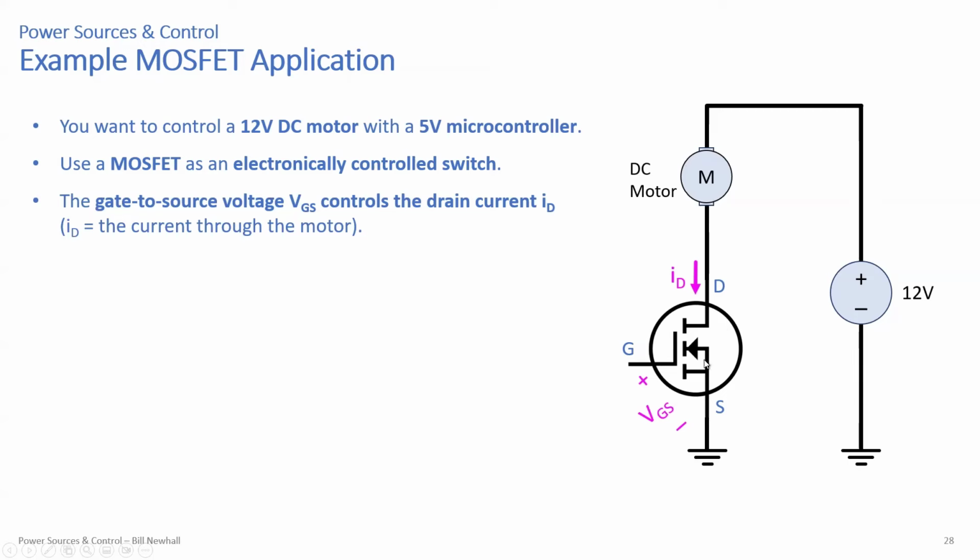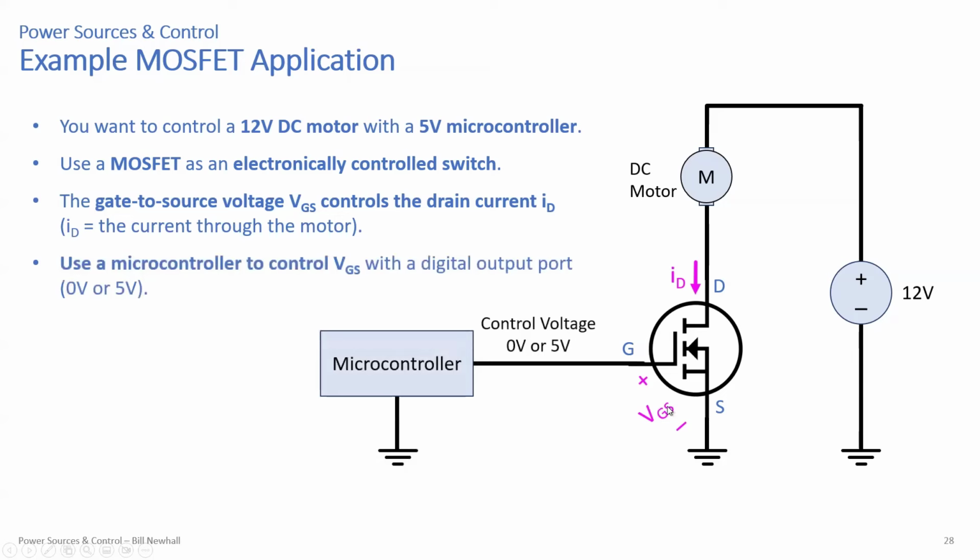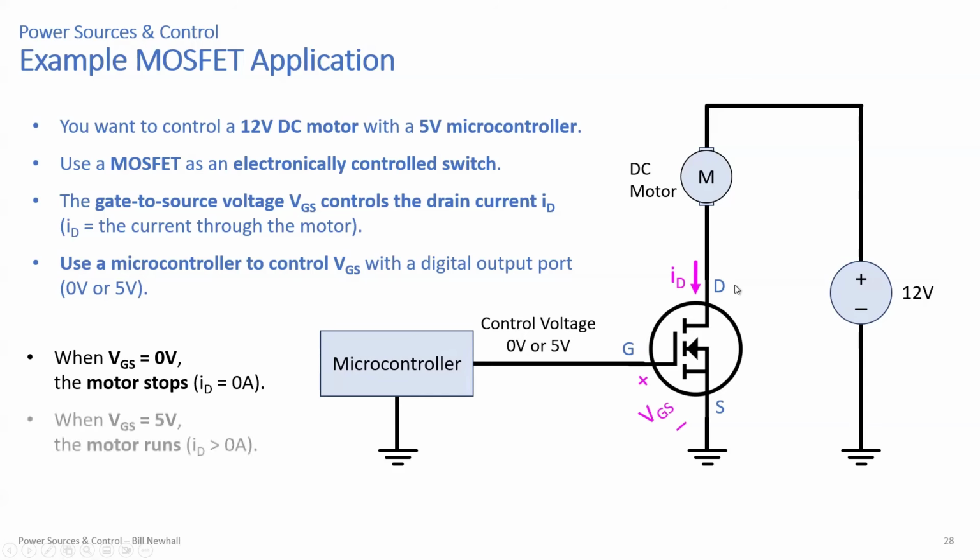So you can use a microcontroller to control VGS. So you have this control voltage that's 0 volts or 5 volts, controls VGS, and now you have control of the current through the motor. So when VGS is 0, no drain current flows, the motor stopped. And when VGS is 5 volts, the motor would run here, given we've designed this right. So that's basically it. That's what you're doing in lab. That's all you needed to know to get started on your lab.